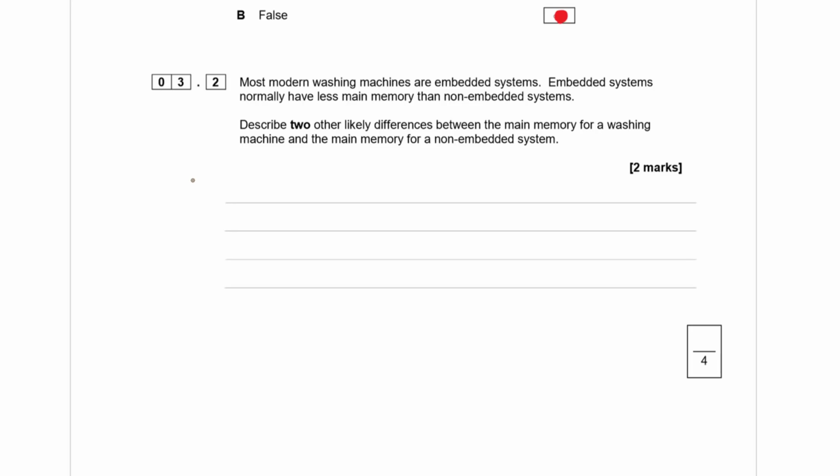Most modern washing machines are embedded systems, i.e. they do very specific jobs. They have individual, very small computers within them, which are really what embedded systems are. One will monitor the temperature of the water, one will measure the weight of your washing, things like that. So very specific, very basic purposes. And normally they have less main memory than non-embedded systems. So we'll describe 2 other likely differences between the main memory for a washing machine and the main memory for a non-embedded system for 2 marks.